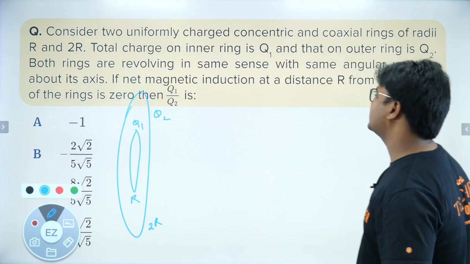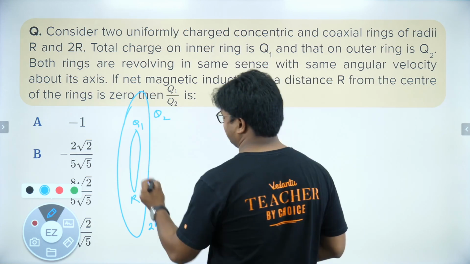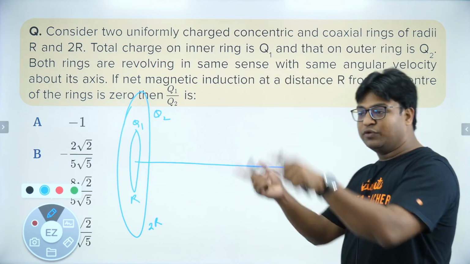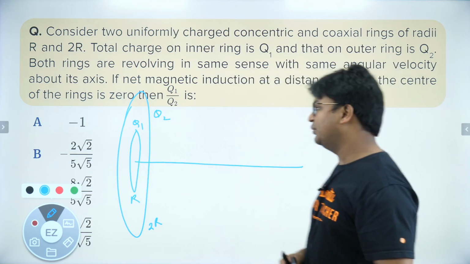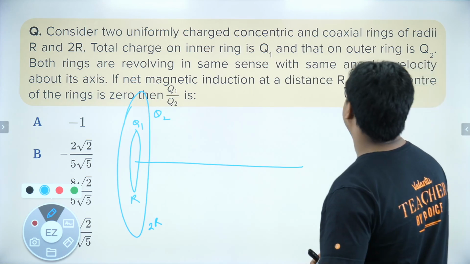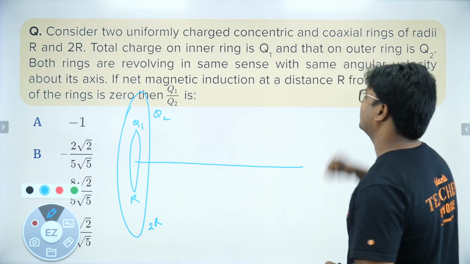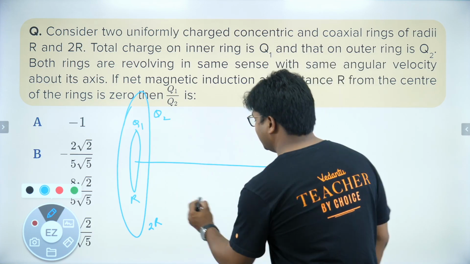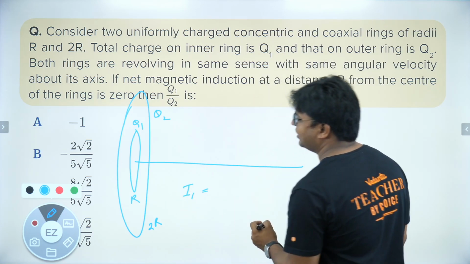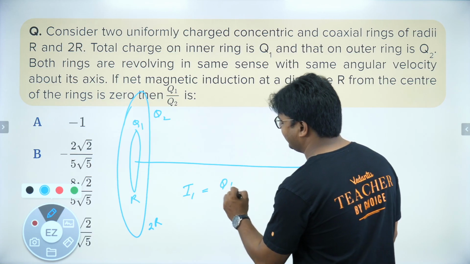Both rings are revolving in the same sense, so they are producing current in the same direction. If they are moving, moving charged rings are going to create some currents, with the same angular velocity. That is also interesting. So the current produced by them will be written as q1 divided by time period.